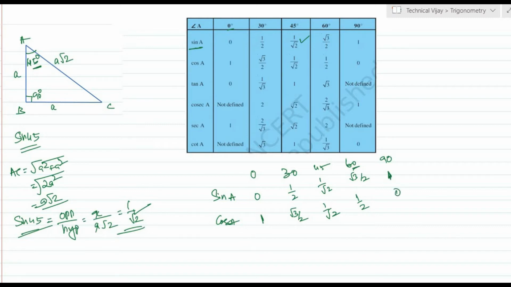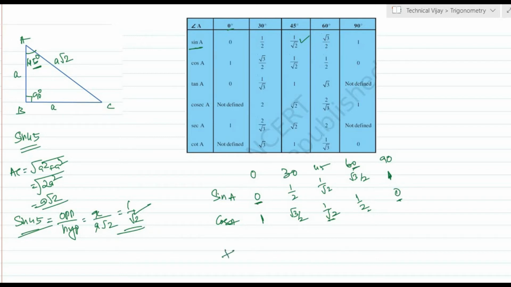See here, sine of 0 will be 0. These things have to be remembered. In this way we have to calculate all these angles. So sine 0 equals 0, sine 30 equals 1 by 2, sine 45 is 1 by root 2, sine 60 is root 3 by 2, sine 90 equals 1. Cos A is 1, root 3 by 2, 1 by root 2, 1 by 2, 0. So sine 45 and cos 45 will be the same, and sine 30 and cos 60 will be the same. In the same way we have to remember.